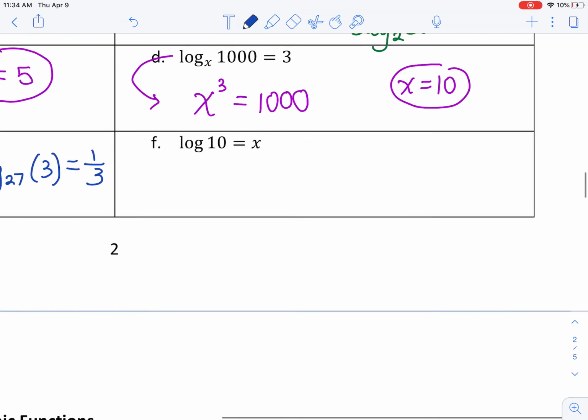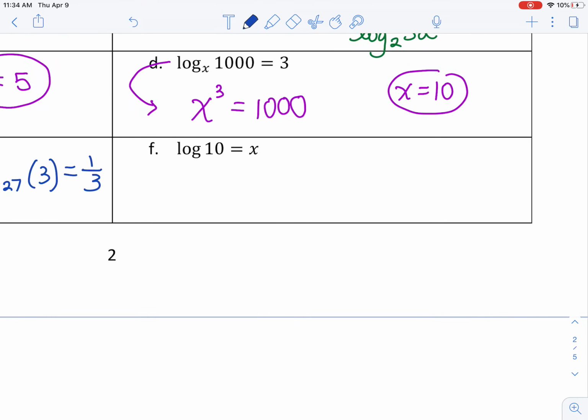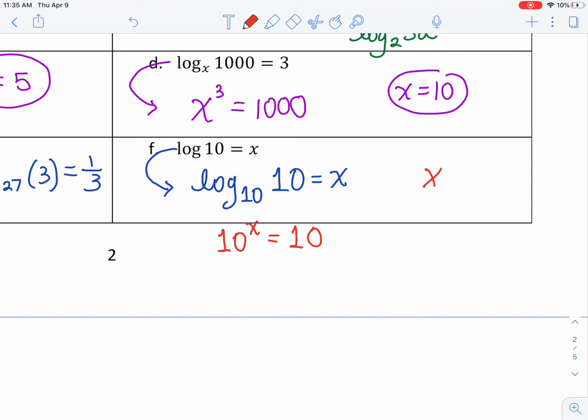All right, next one, the very last one. And you're thinking, oh no, they didn't write the base here. Well, what must be the base for a common log? This is the same thing as log base 10 of 10 equals x. If I write this in exponential form, that will be 10 to the x power equals what? 10. What must be the x value? 10 to the what power is 10? x gotta be 1. 10 to the first power is 10.